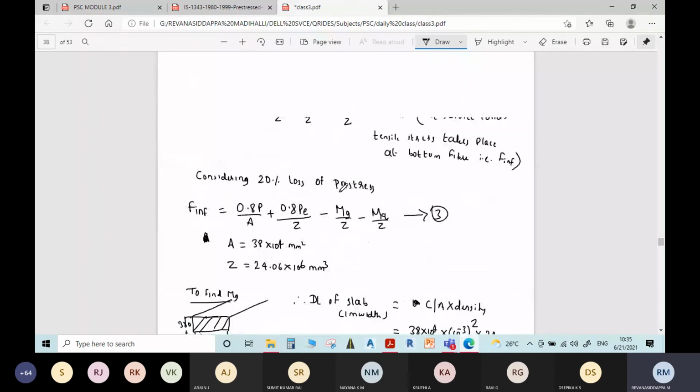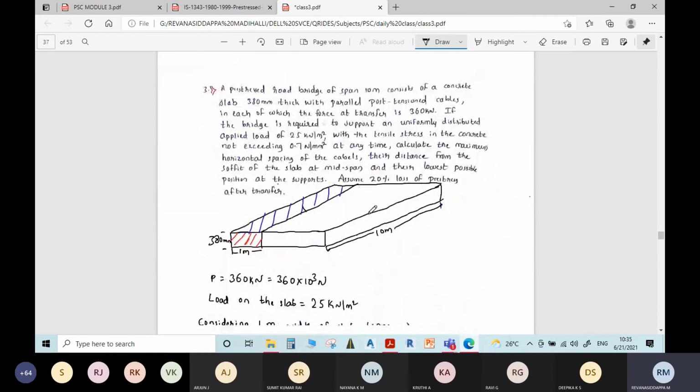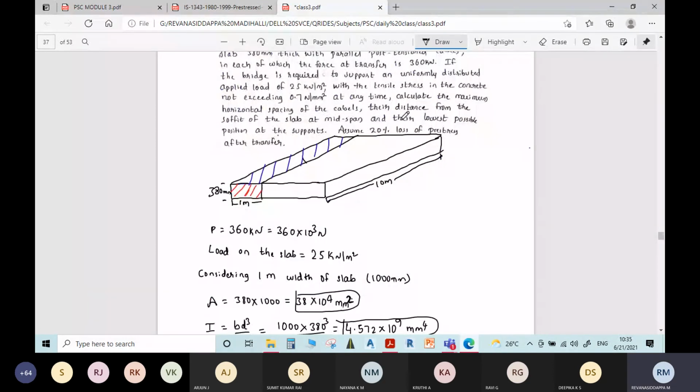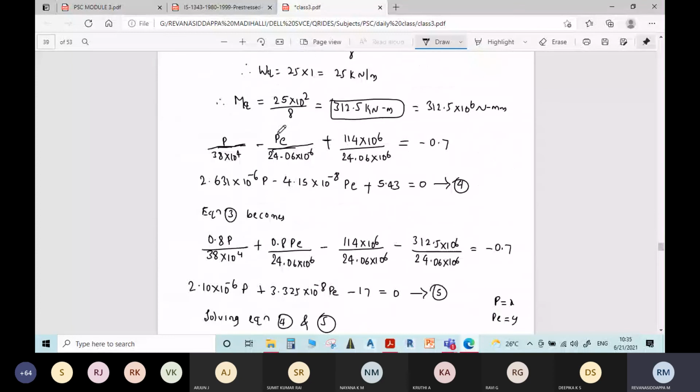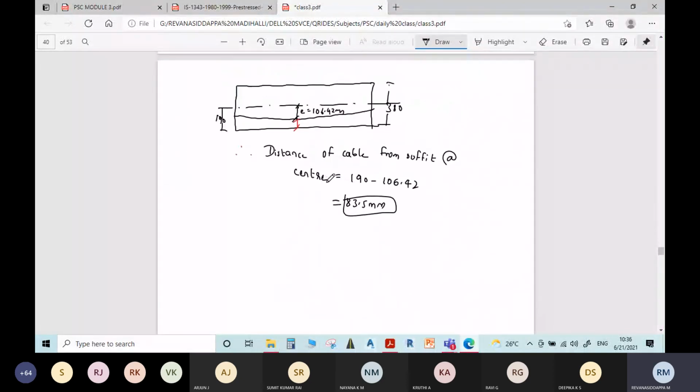There is one more question in the problem. You can see, the lowest possible position at the support. At the support also he had asked what should be the position of the cable. At the center we have determined now. At the center, the cable is located at a distance of 83.5 mm from the soffit of the beam. Similarly, at the support, what is the location of the cable? That is the one more question.